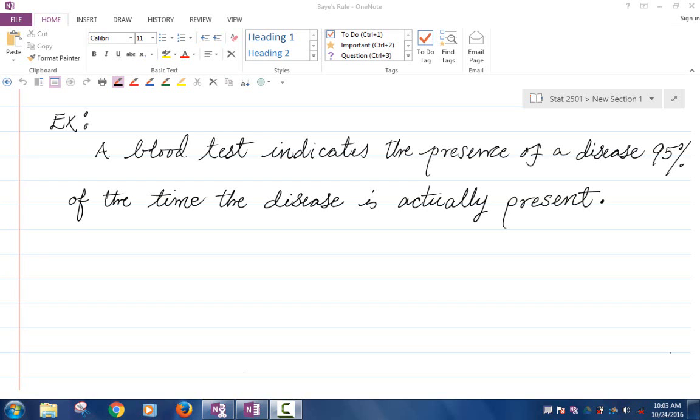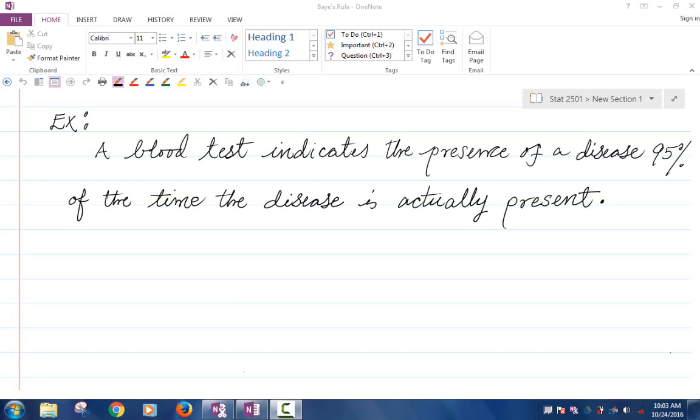Okay, so let's look at this example. Again, this is an example on recognizing a conditional probability. It says a blood test indicates the presence of a disease 95% of the time, the disease is actually present.